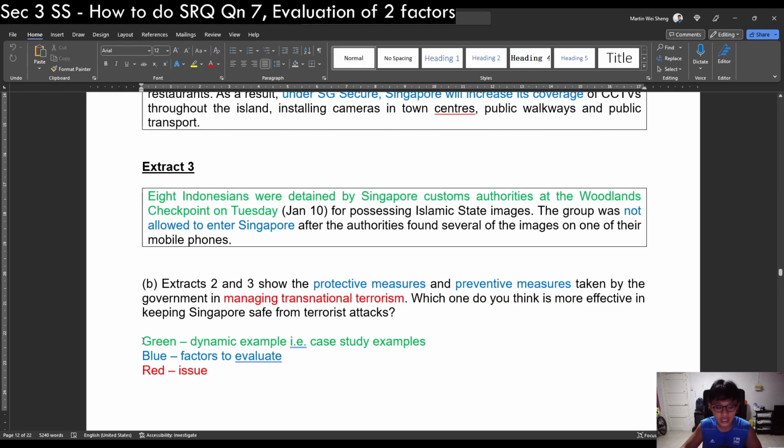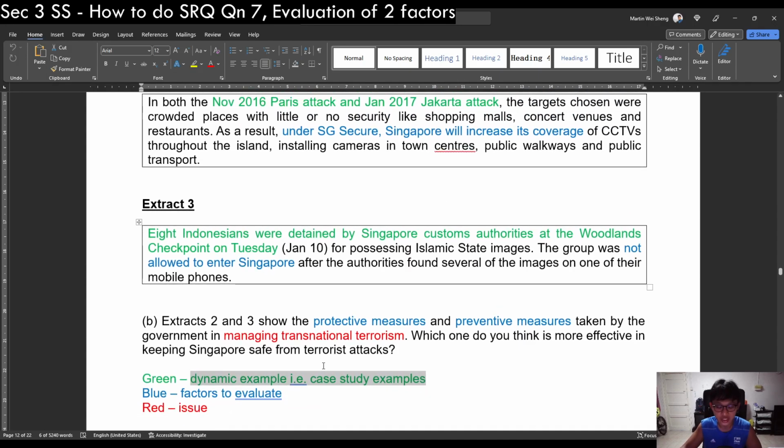Okay, so for this stage, we'll look at the different colors. Green will be your dynamic examples. In other words, whatever you see over here in green is actually your case study example. Now, why do we call it dynamic? Because these case study examples would always change depending on the question being given. Then blue would be the given factors for you to evaluate. The factors to evaluate can always be found in your textbook, and all this will be fixed. So blue are the factors for you to evaluate.